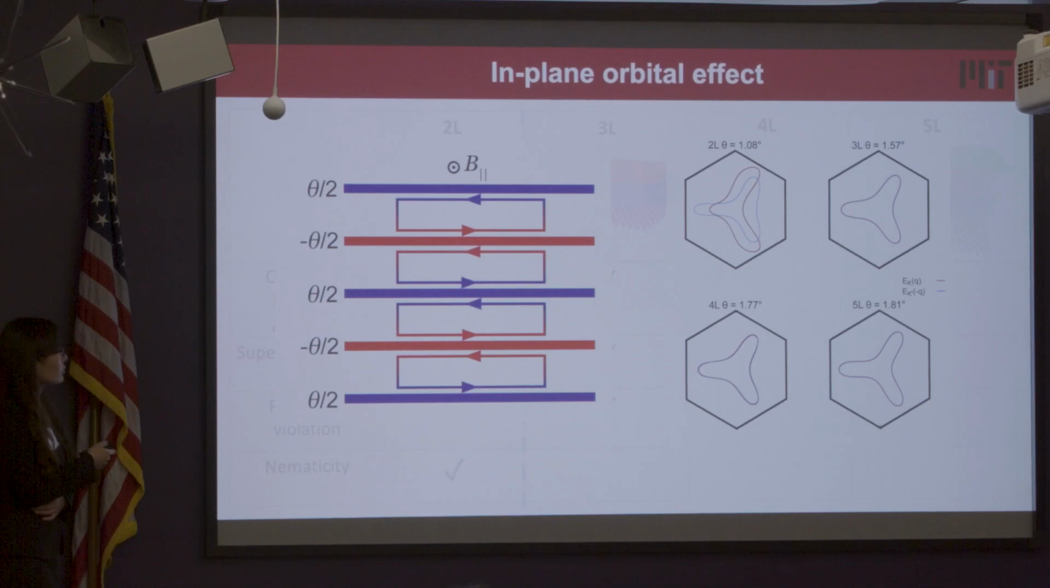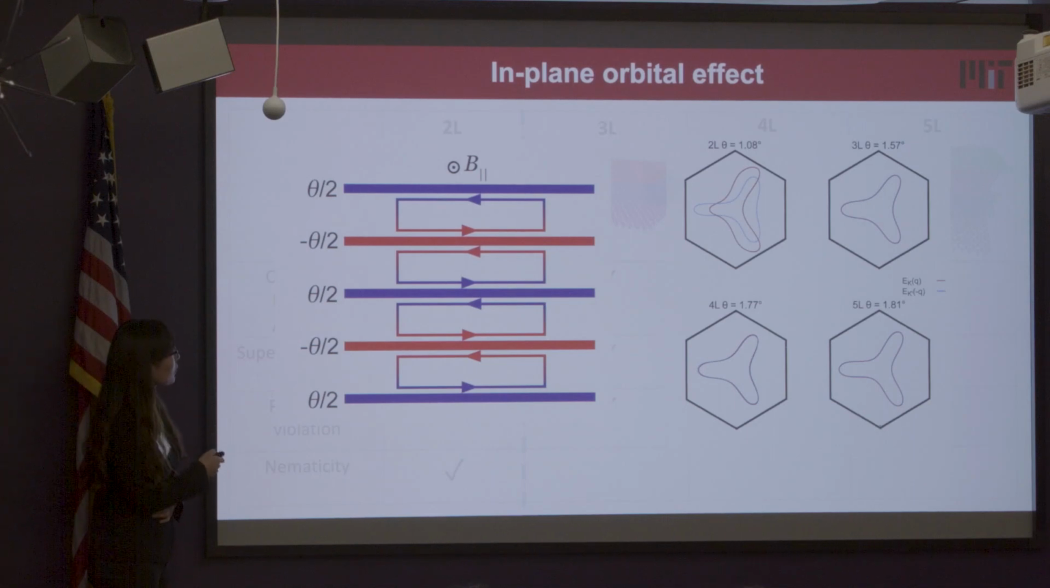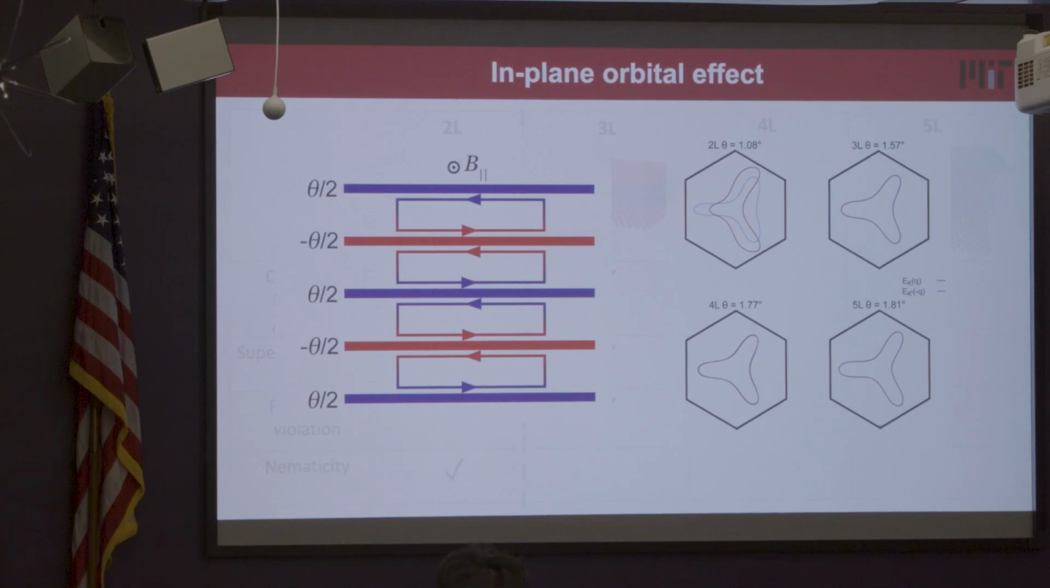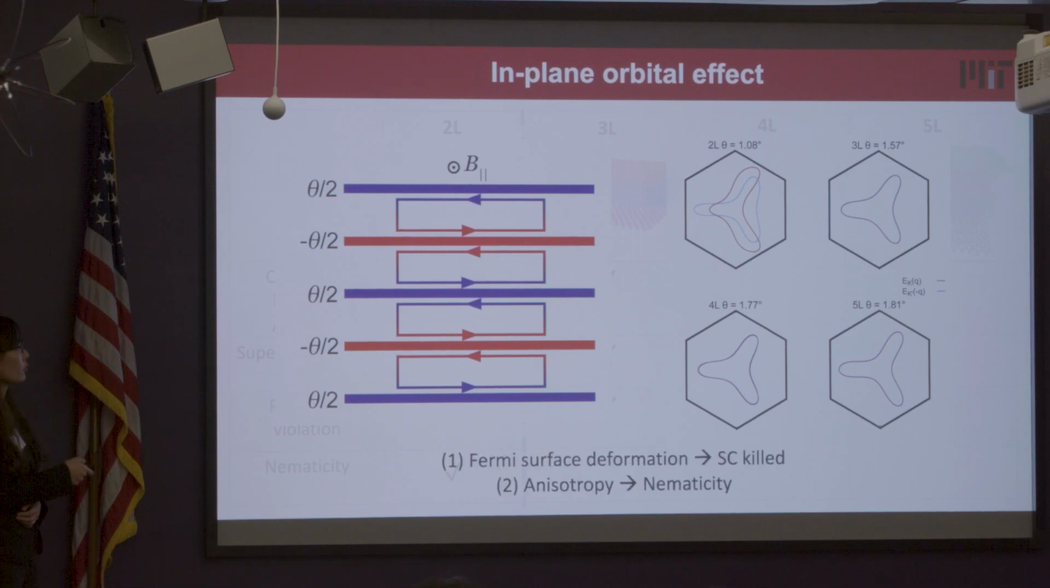And we can also see this effect in this simulation of the Fermi surface for the twisted bilayer graphene. This is the Fermi surface in the presence of some magnitude of in-plane magnetic field. We can see that there is a deformation of the Fermi surface, and we know that that leads to the suppression of the superconductivity in general. That also induces some sort of anisotropic coupling to the system, which we think lies behind the observed nematicity. But for 3, 4, and 5 layers, your Fermi surface basically remains almost exactly the same, even in the presence of the in-plane magnetic field, because those fluxes just cancel each other.